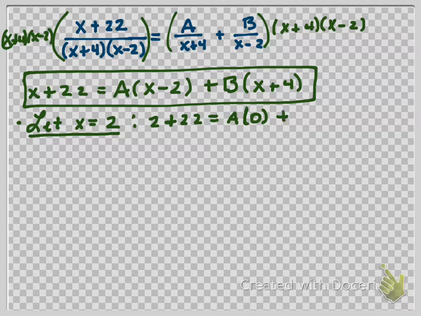Plus, what's 2 plus 4? So 6b. Right? Which gives me 24 equals 6b, which means that b has to be what? 4. Got one of them, right?